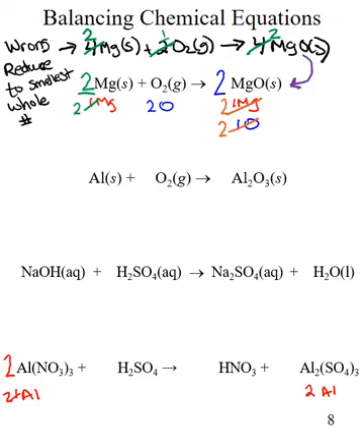Okay, and then I have hydrogens, oxygens, nitrogens, and sulfurs. But remember, I have polyatomics. What are the 2 polyatomics I have? I have NO3. I have 1 on the left and 1 on the right. I also have SO4, 1 on the left, 1 on the right.